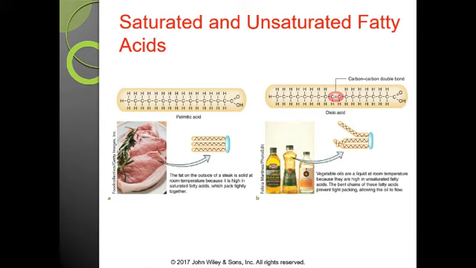You can see in the picture that on the left, the fat on the outside of your steak is solid. It stays solid at room temperature because it's extremely high in saturated fatty acids, which are packed tightly together. Vegetable oils, on the other hand, are liquid at room temperature because they're high in unsaturated fatty acids. So you can see that the bent chains of these fatty acids prevent tight packing, and that's why it allows the oil to flow. It's really important to understand this because eating too much saturated fatty acid, such as on the left, is really associated with heart disease.